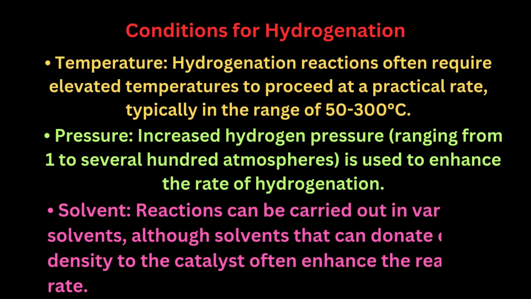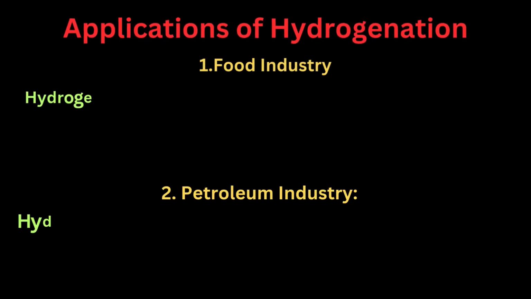Conditions for hydrogenation. Temperature: hydrogenation reactions often require elevated temperatures to proceed at a practical rate, typically in the range of 50 to 300 degrees C. Pressure: increased hydrogen pressure, ranging from 1 to several hundred atmospheres, is used to enhance the rate of hydrogenation. Solvent: reactions can be carried out in various solvents that can donate electron density to the catalyst, which often enhances the reaction rate.